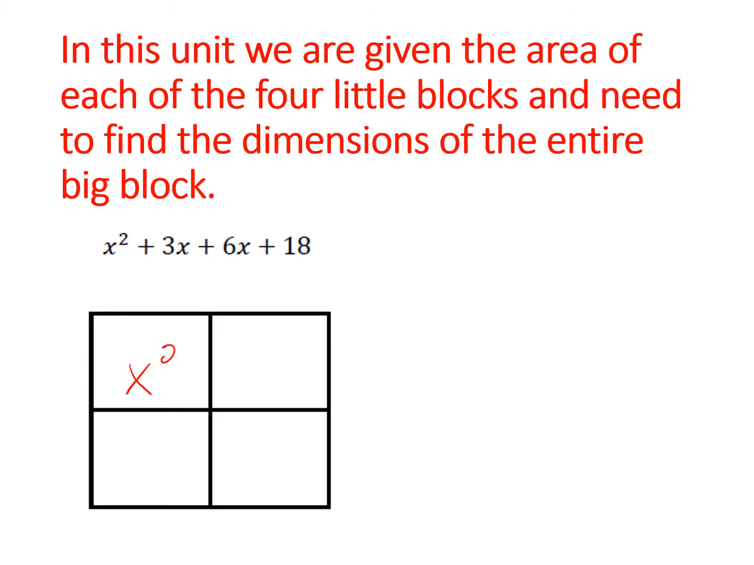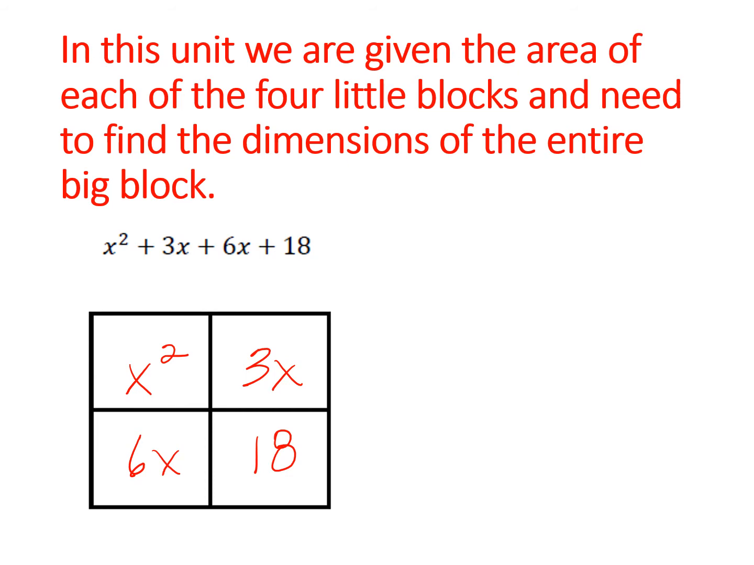So we're going to start with our x squared, 3x, and since it's positive, I could put a plus sign, but I'm just going to write 3x. We have a 6x, and then we have an 18. And now what we're going to try to do is work backwards. Since we have the insides, we need to find the outside. So we're looking for the dimensions of the entire big block, but we're going to take it step by step.